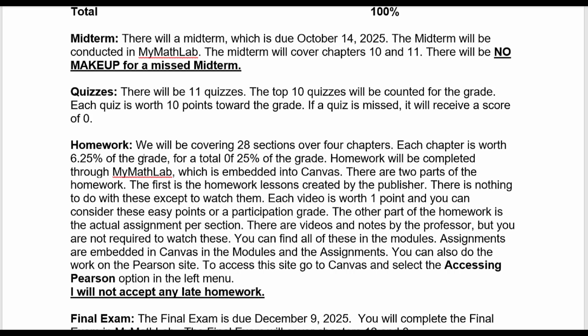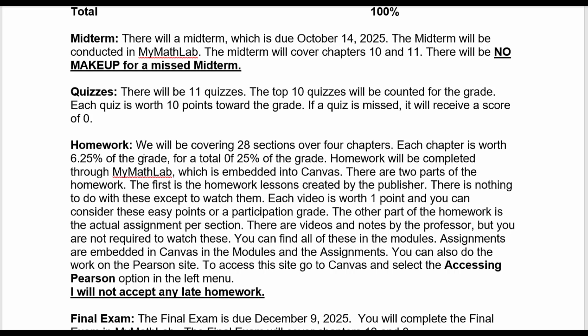Homework. This is going to be a little bit different. We're going to be covering 28 sections over the 4 chapters. So each chapter is worth 6.25% of the grade for a total of 25% of the grade. So 4 times 6.25. Homework will be completed through MyMathLab, which is embedded in Canvas. In the Canvas tour, you'll see it there. I go to the modules, and I have things listed there in terms of lessons from the publisher, lessons from me, and then homework.